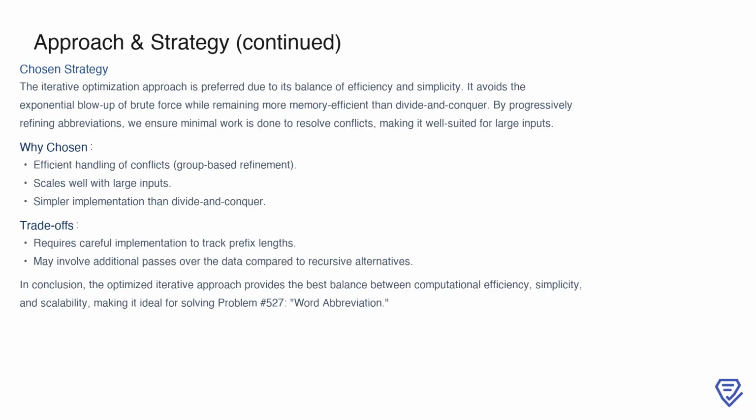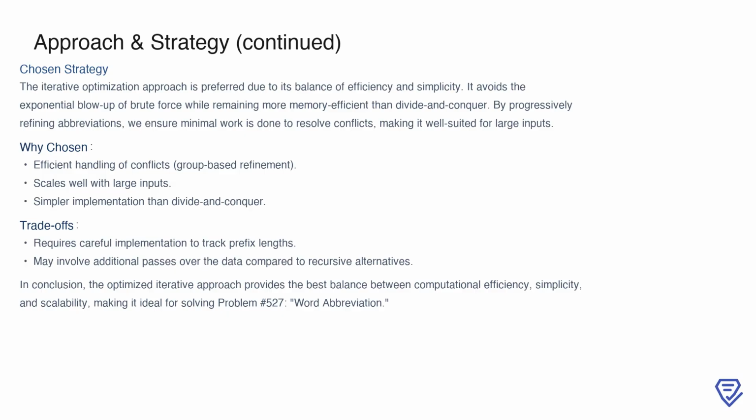By focusing on group-based refinement and progressively increasing prefix lengths only when conflicts occur, this approach minimizes unnecessary work. This makes it particularly well-suited for large datasets, where scalability is crucial. The iterative nature ensures that we handle conflicts efficiently, while the implementation remains straightforward compared to recursive methods.